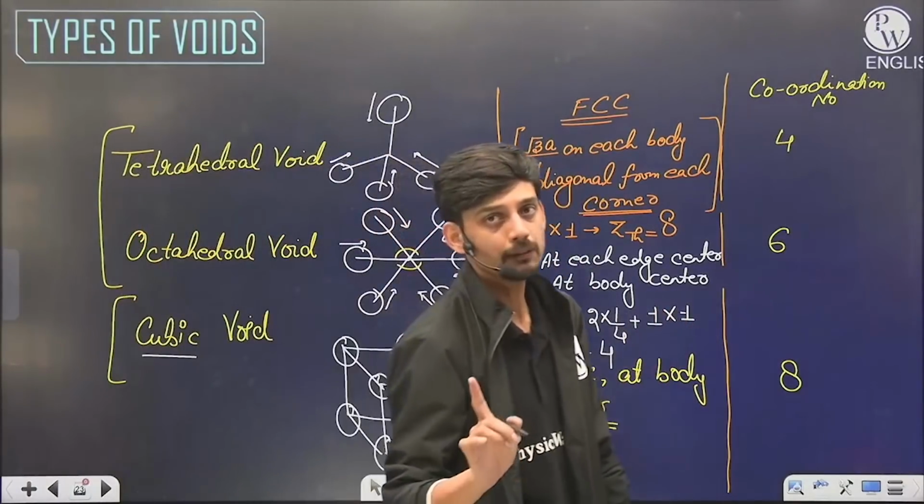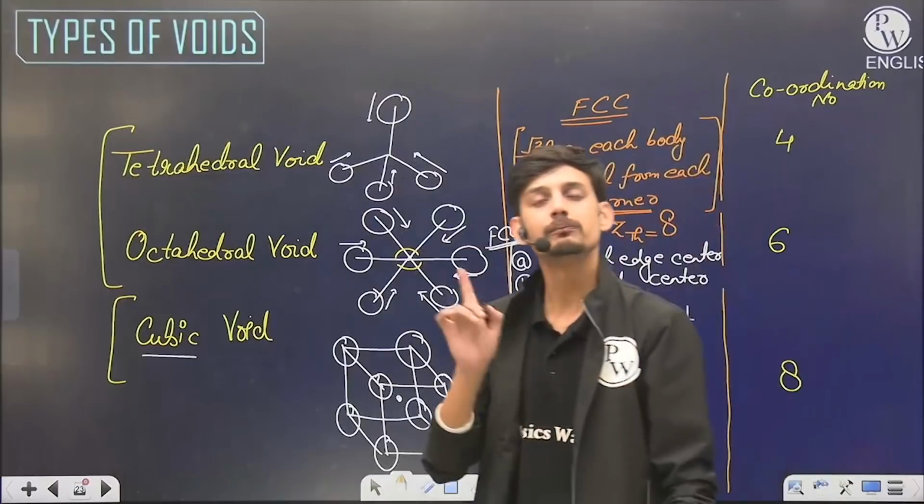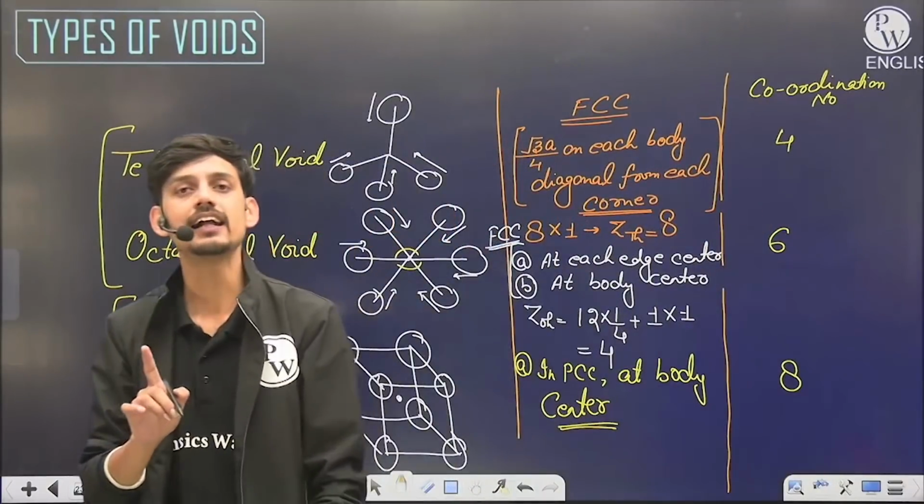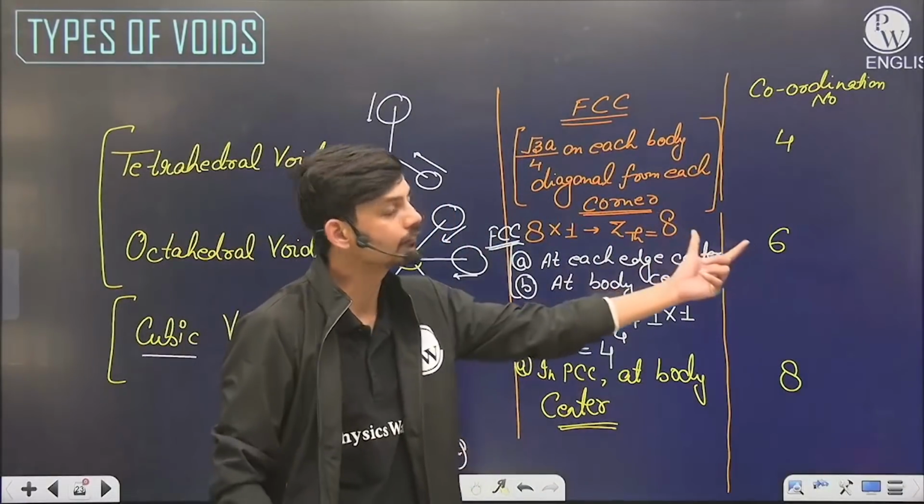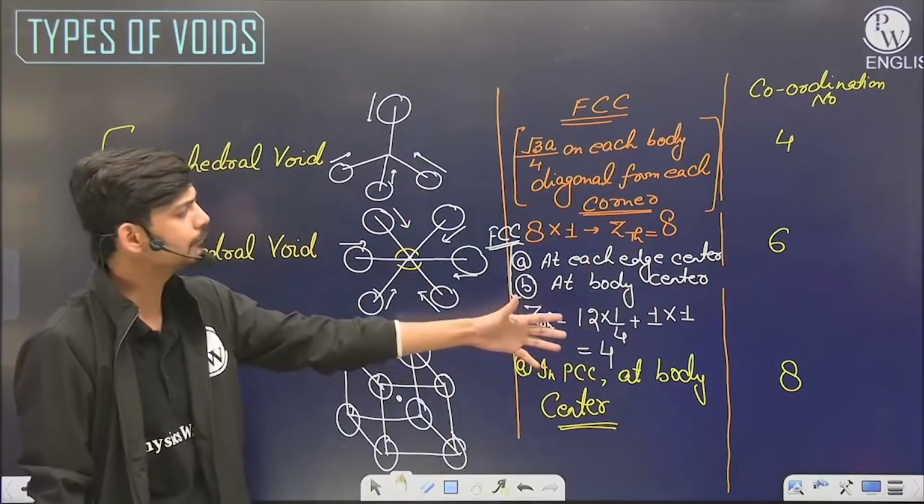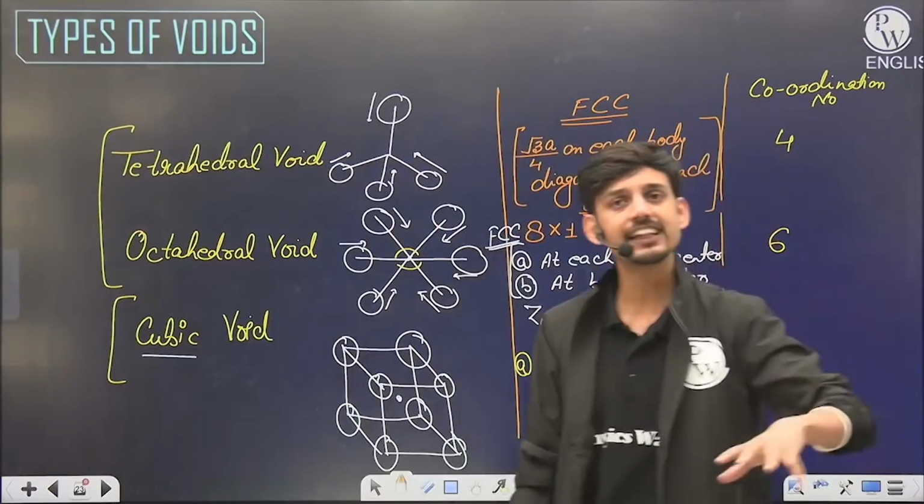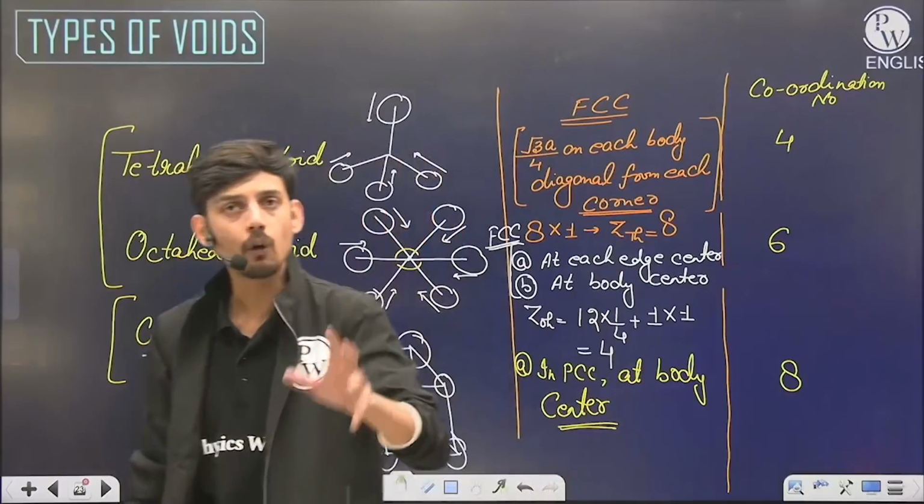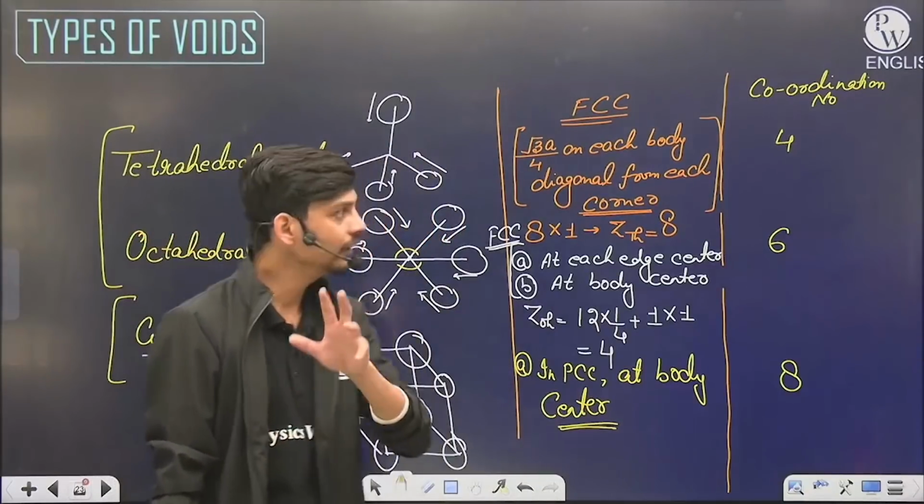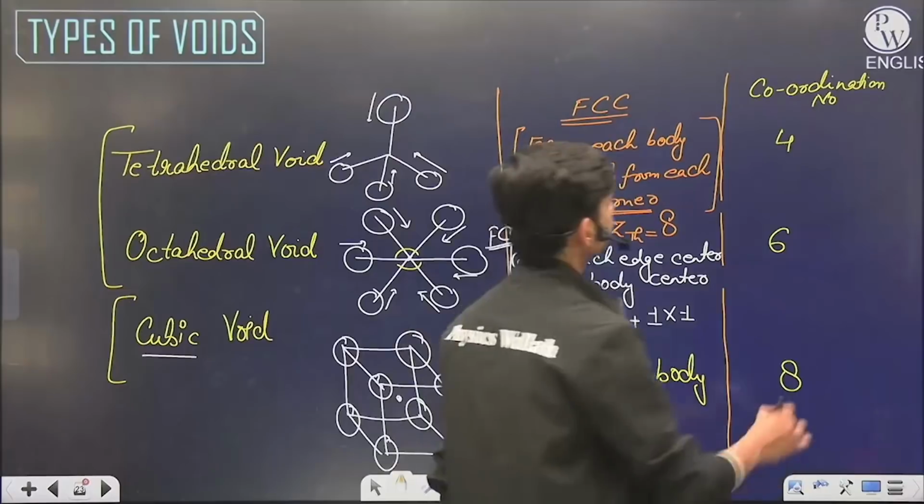So we can directly find the coordination number from the type of void the atom is present in. If I say an atom is present in octahedral void, you must quickly understand that the coordination number will be 6. If I say the atom is in cubic void, the coordination number will be 8. If I say the atom is in tetrahedral void, the coordination number will be 4.